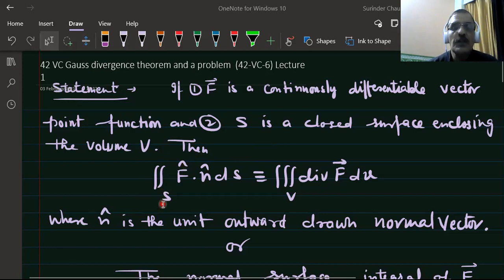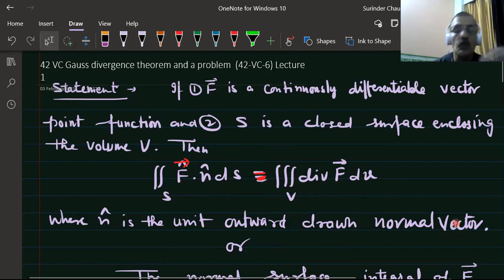Then the surface integral over the whole surface of F dot n ds is equal to the volume integral of divergence of F over the whole volume. So the surface integral of F dot n over the whole surface is equal to the volume integral of divergence of F; they will be equal by the Gauss divergence theorem. Here n is the unit outward drawn normal vector.